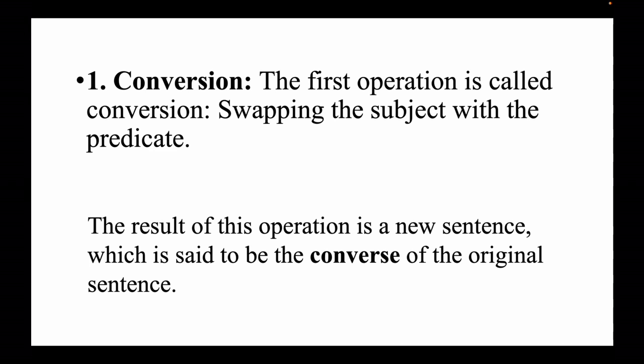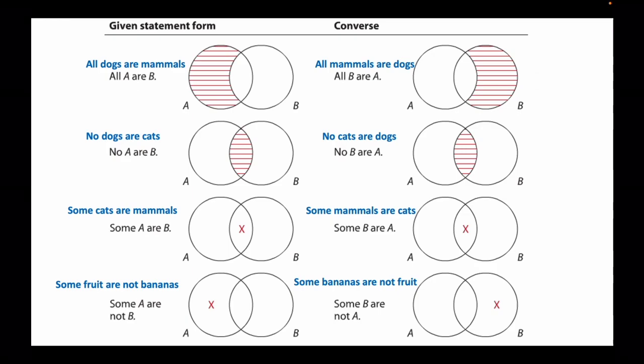All right, now let's jump right into the three logical operations. The first logical operation, with everything that I have said so far in mind, is known as conversion. Conversion is a logical operation where you swap the subject with the predicate. Now, the result of this operation is a new sentence. This new sentence is said to be the converse of the original sentence.